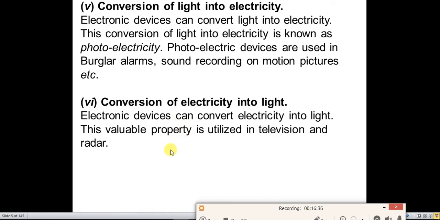So this property can be used again in televisions, in radars, in most communication systems. That is, we can use this electricity into light. Means we will convert our information into an electric signal, then we will convert it into light. We will transmit the light through the optical fiber cables, and then at the receiver end we will convert light again into electricity and electricity into our information signal.